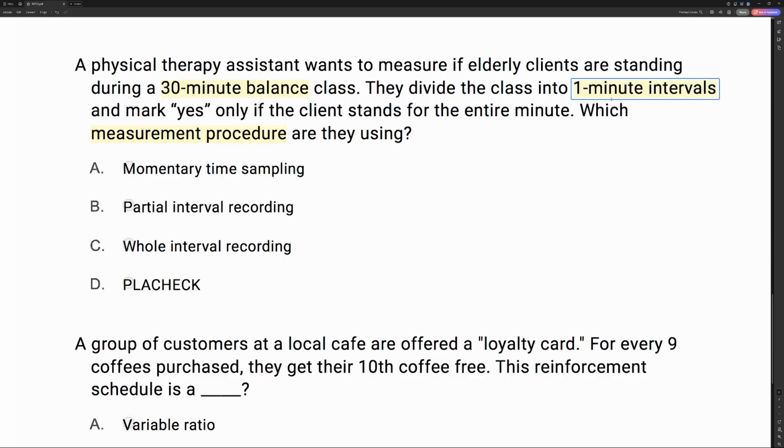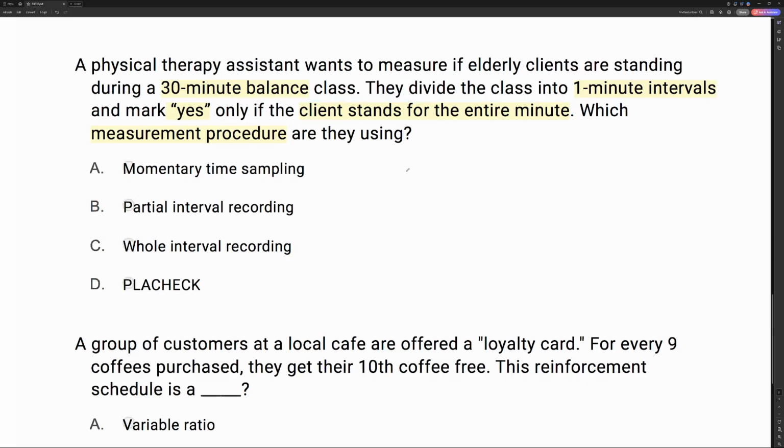So as we know, as soon as we see this idea of breaking up a segment or a chunk of time into intervals, now we're thinking discontinuous, some sort of interval or time sampling, right? The kicker here is yes is marked only if the client stands for the entire minute. So what type of measurement involves intervals where it has to happen the entire interval? Is it A, momentary time sampling? With momentary time sampling, we're looking at the behavior occurring at the end of the interval. Here, it has to happen the entire time.